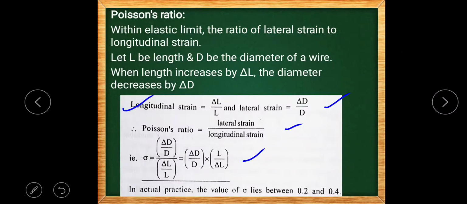Here the Poisson's ratio is denoted by sigma. In actual practice, the value of sigma lies between 0.2 to 0.4.